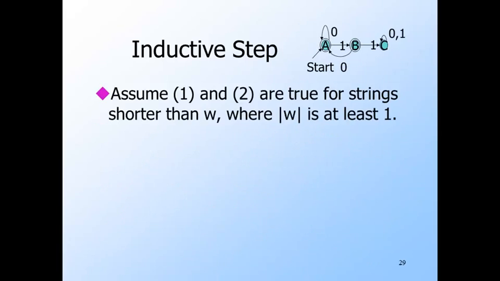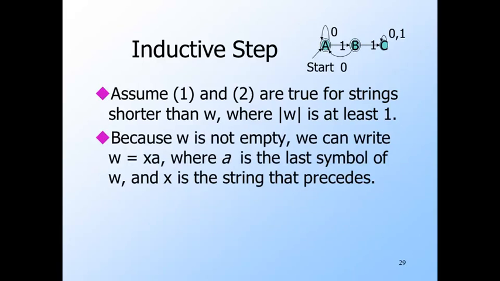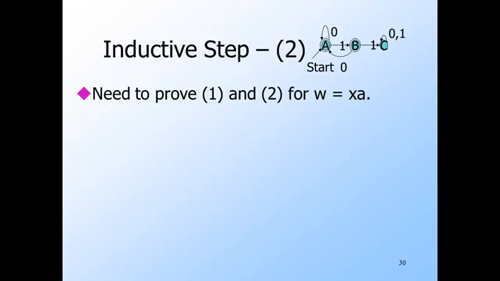Now let's address the inductive step. We assume that W is a string of length at least 1, and we assume that the inductive hypothesis, the statements 1 and 2 from the previous slide, about strings that get the automaton to states A or B, is true for strings shorter than W. Let's let W be XA, where by our convention A is the last symbol of W and X is all the symbols, possibly none, up to but not including the last symbol of W. Since X is shorter than W, we assume the inductive hypothesis for X. We're going to prove both statements 1 and 2 for W, which we broke up as a shorter string X followed by the last symbol A.